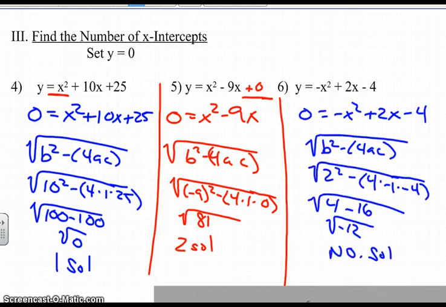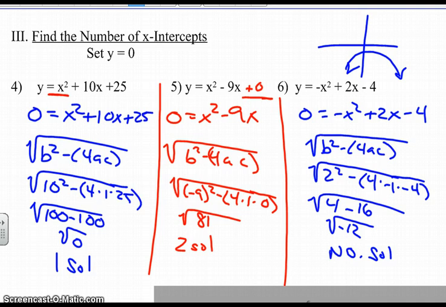Yes. So here we have no solution. This particular graph opens down and has a vertex below the x-axis. So it's very graphable, but it has no solution, no x-intercept.